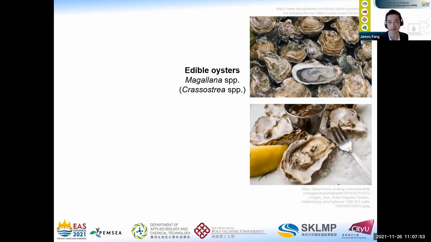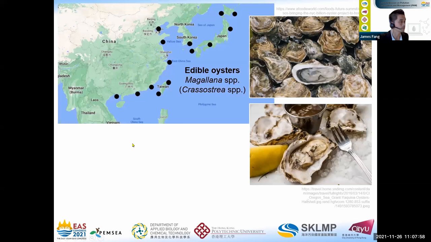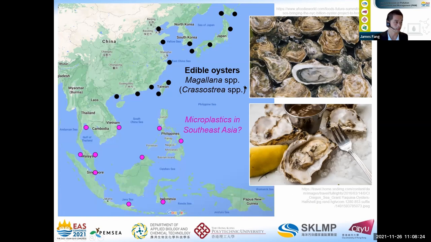What we have been doing is collecting oyster in the East Asia region, including China, Korea, and Japan. We have been doing this since 2019, and we collect oyster samples every year, trying to find the spatial temporal pattern of microplastic in the East Asian region. Our next step is to extend our study to the Southeast Asia region.